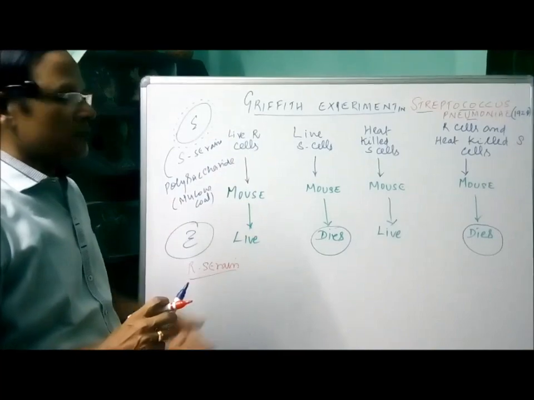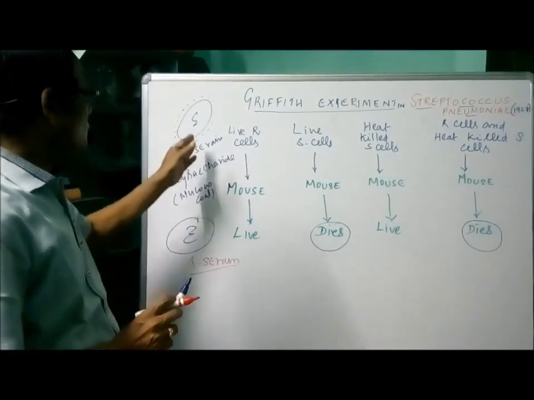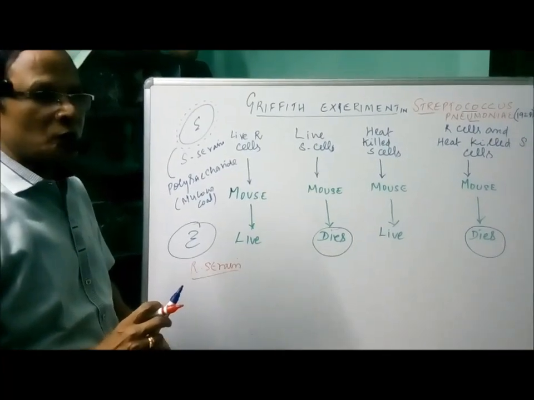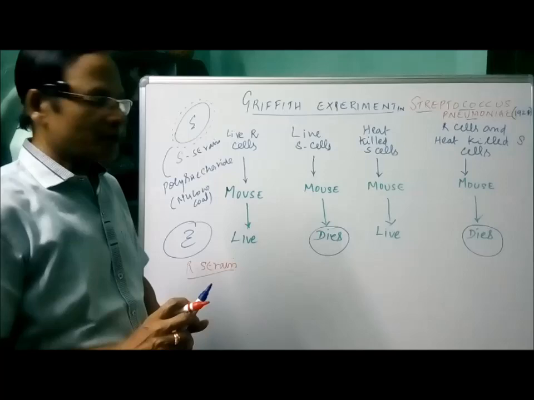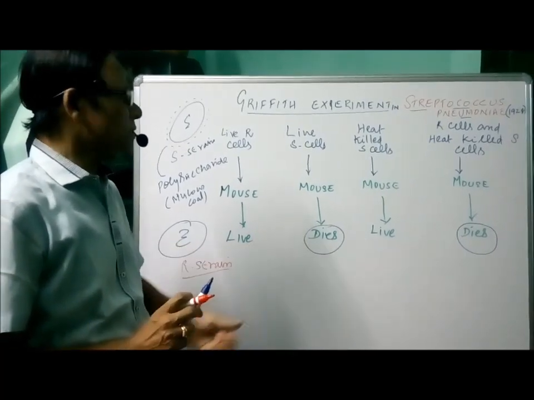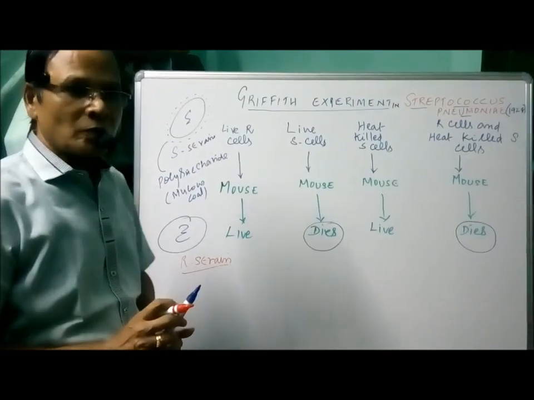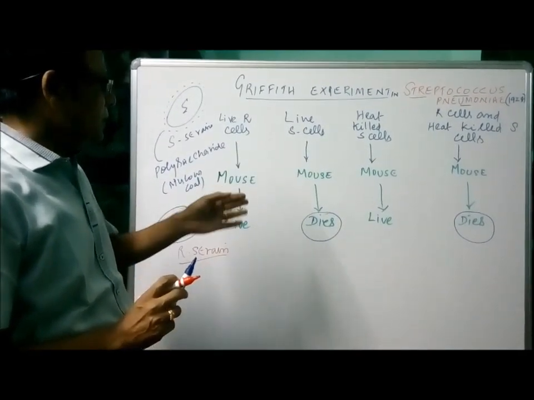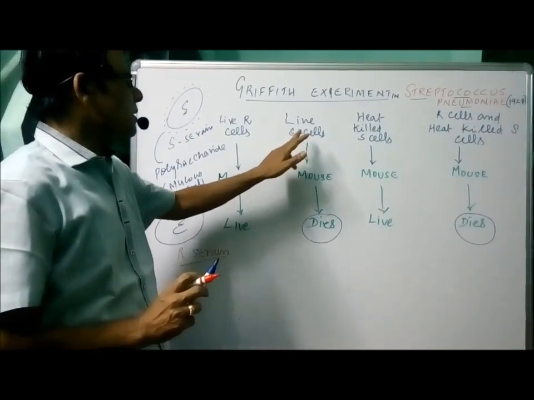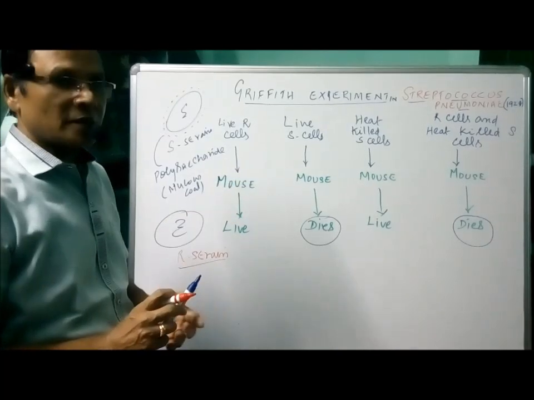In the second stage, he took live S cells having the outer coat, the smooth surface, and injected them into the body of a mouse. Now the mouse died. This is because of the presence of the outer coat, the polysaccharide coat. In the third case, he killed the S cells by means of heat. So, heat-killed S cells.